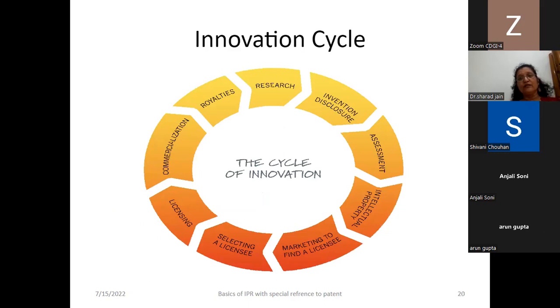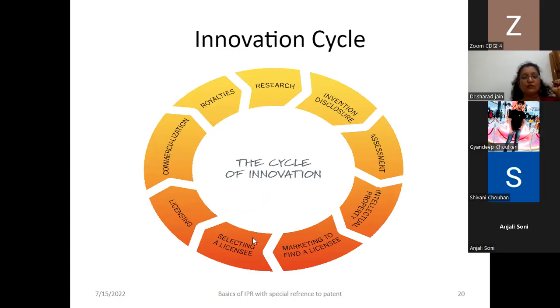If you see the innovation cycle, from research, inventions come out, then disclosure of invention, then assessment, then this becomes an intellectual property right. Anybody can market that intellectual property right, license or sell it to others, do commercialization, and earn royalty. Ultimately, everybody aims to earn money. So through this cycle, you can see how anybody can get royalties from their research or invention.